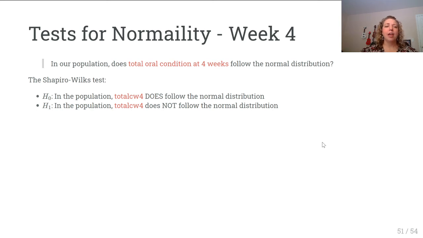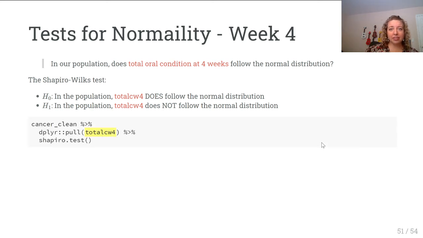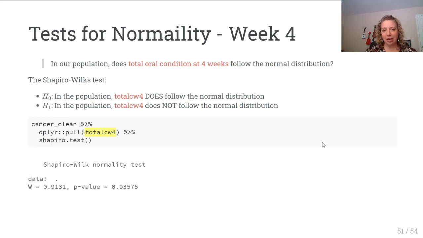Then the alternative says something's going on. It's not normal. Again, the code: we start with the name of the data set, and then we pipe it in to dplyr pull to pull the variable we care about out. This time we're going to pull out the variable total CW4 for the total oral condition at week 4 and pipe that into Shapiro-Wilk. Now this time, when we run Shapiro-Wilk, our p-value is small. Small as in comparison to alpha equals 0.05. Our p-value is less than 0.05. So this is evidence against the null. So this is evidence against normality.